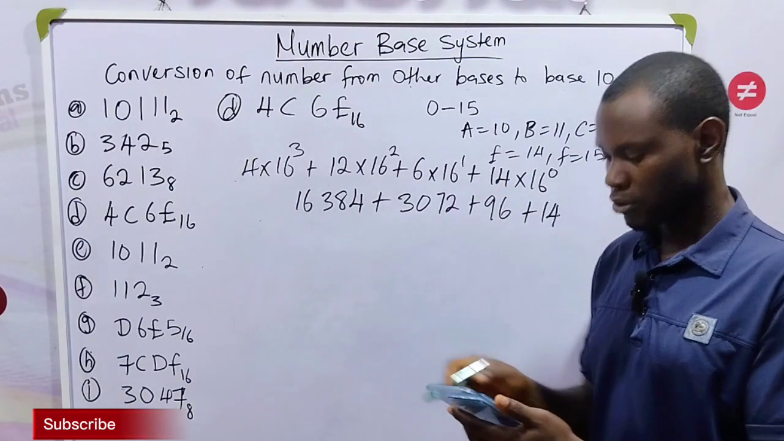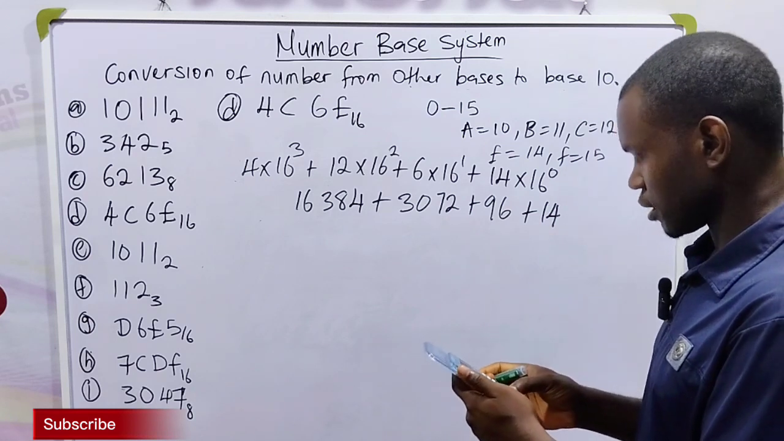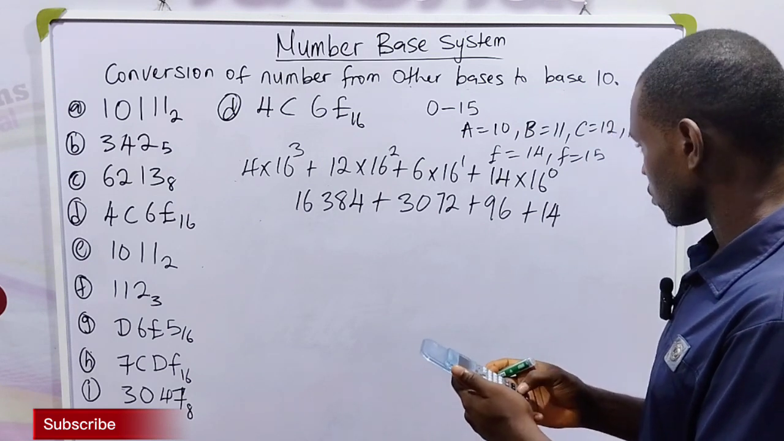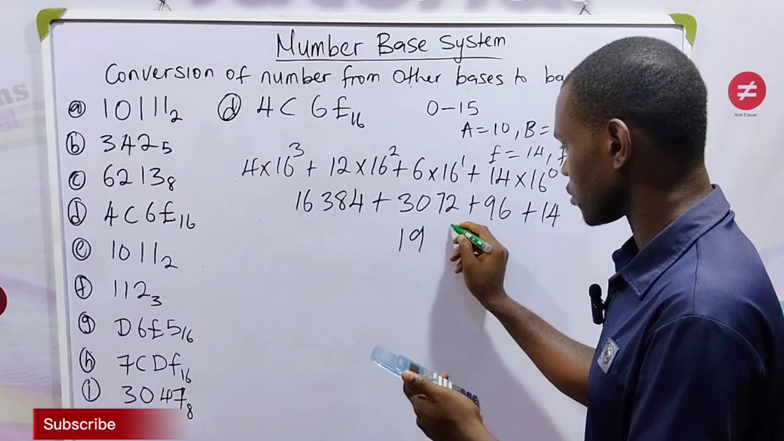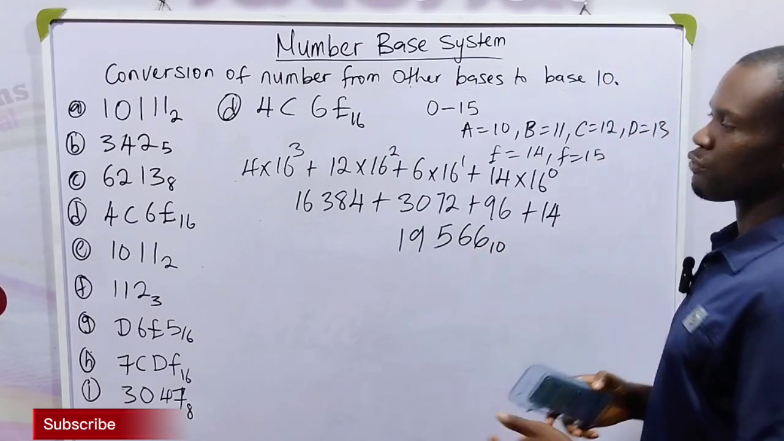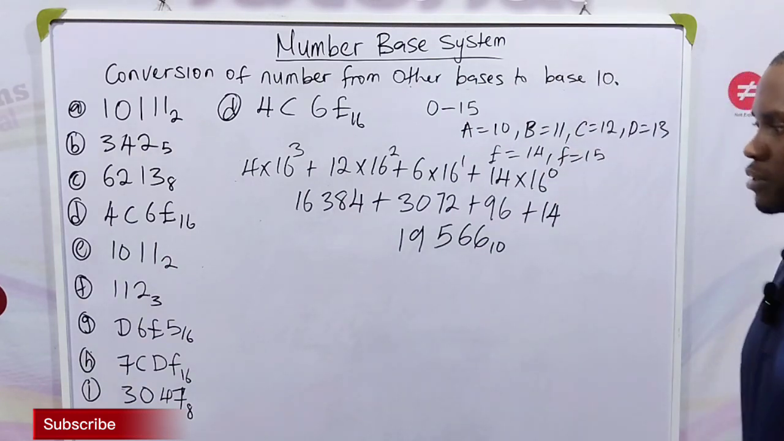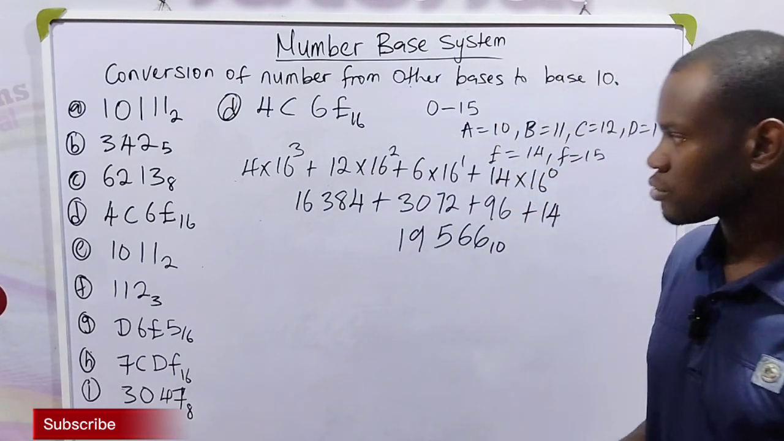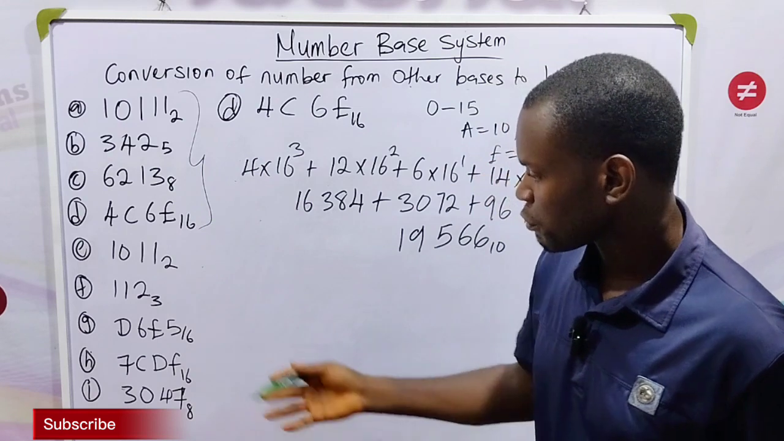So let's add all the numbers now. Plus 16,384 plus 96 plus 14. So everything is giving me 19,566 in base 10. So we have converted the 16 base to what? A 10 base. All right, so let me choose one more and do, then I'll leave others to you for your assignment. So I've done the first 4, and then let me pick any other one.